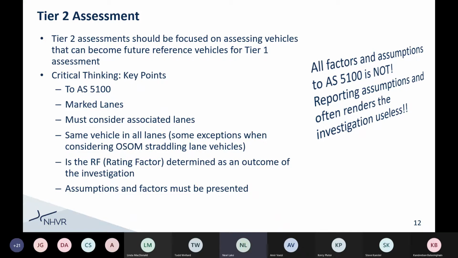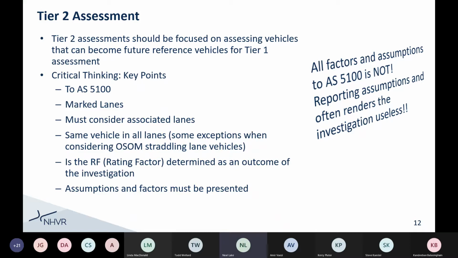And one of the key things there in the tier 2 assessment is, was there a rating factor produced? So go look for that rating factor, because that rating factor becomes your percentage of reference vehicle that you can use in future tier 1 assessments. And of course, we need to be looking for those assumptions and factors to be presented in those reports, because then that can give you the basis to do the future work.